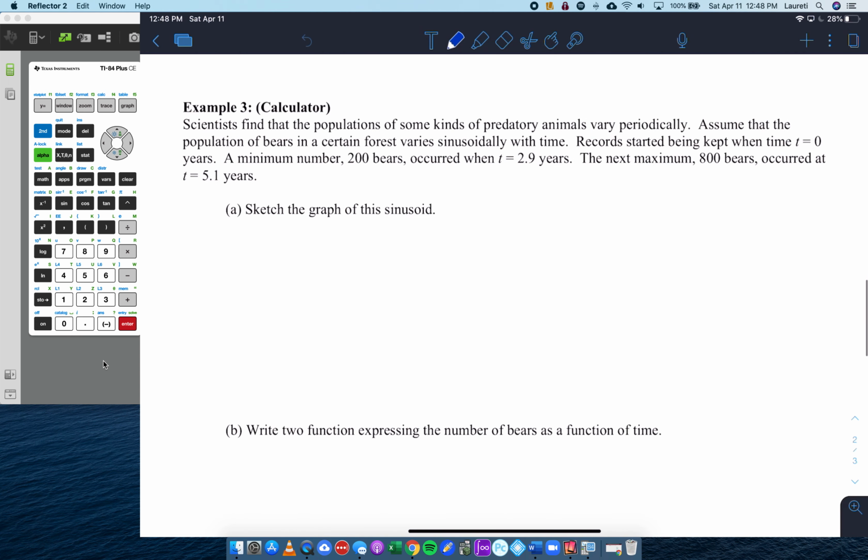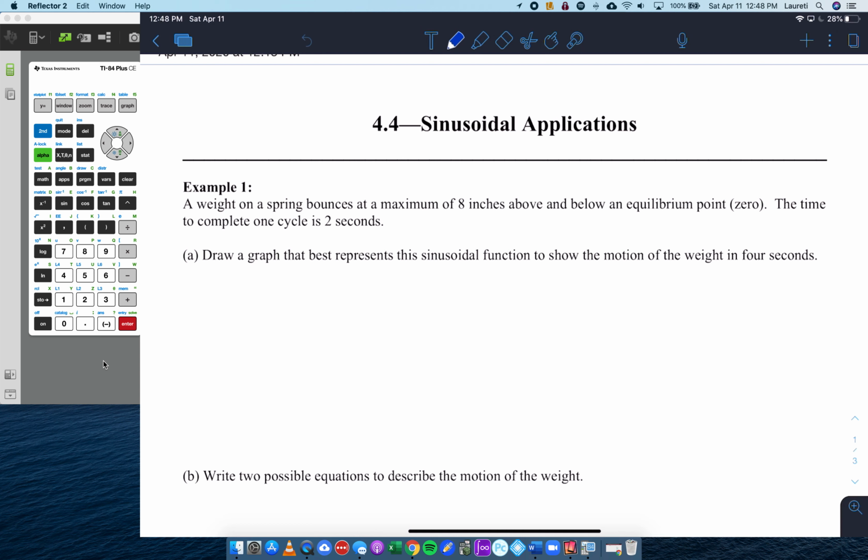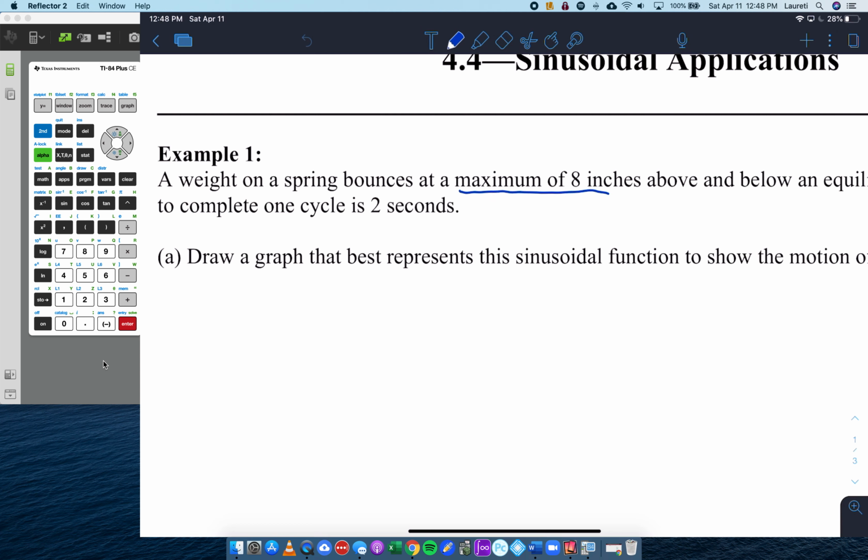So the first one says that you have a weight on a spring that bounces at a maximum of 8 inches above and below an equilibrium point. The time to complete one cycle is 2 seconds. Now, when it's talking about bouncing at a maximum of 8 inches above and below, that's referring to the amplitude, right? If you think about what sine and cosine look like on a graph, they go up to the highest point and then down to the lowest point. So that is referring to the amplitude.